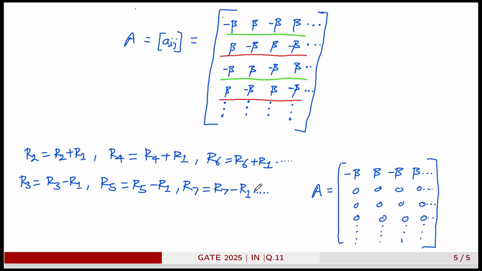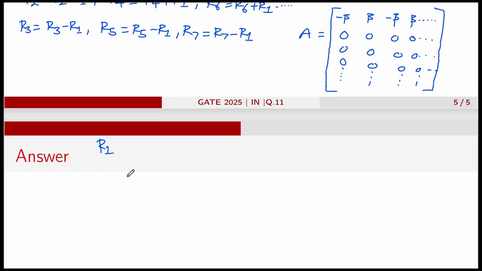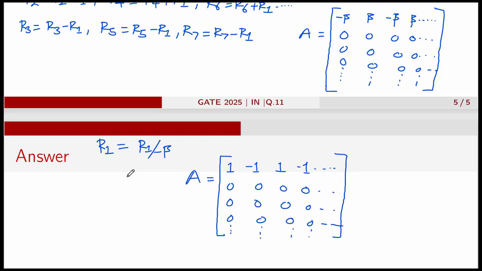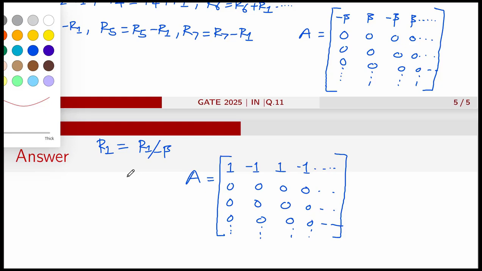Now if we further apply another row transformation on row 1, where R1 is replaced by R1 divided by minus beta, then our matrix will be transformed to 1, minus 1, 1, minus 1, and so on, and the rest of the rows will be 0. So now our matrix is transformed into reduced row echelon form.